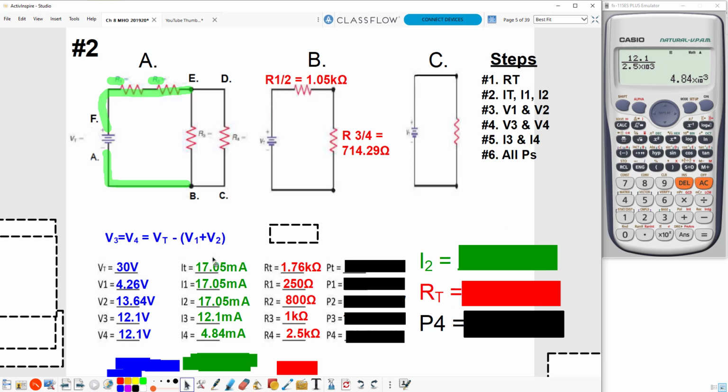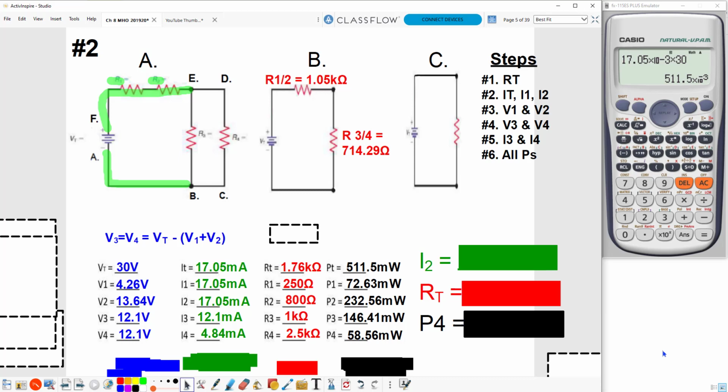So PT is equal to IT times VT. So I just put the 17.05 times 10 to the negative third amps in there, times 30 volts, 511.5 milliwatts. Then when I get ready to find P1, I do I1 times V1. P2 is I2 times V2. P3 is I3 times V3. P4 is I4 times V4.